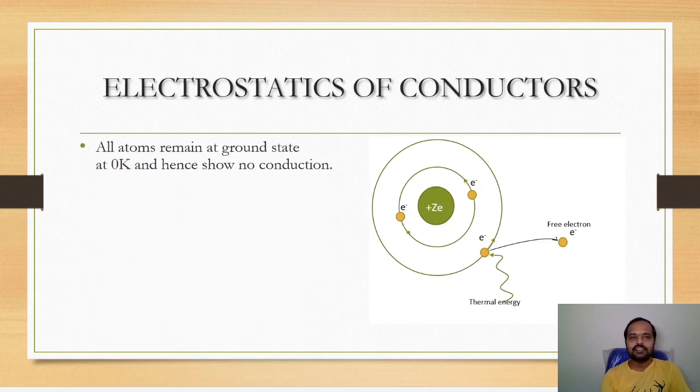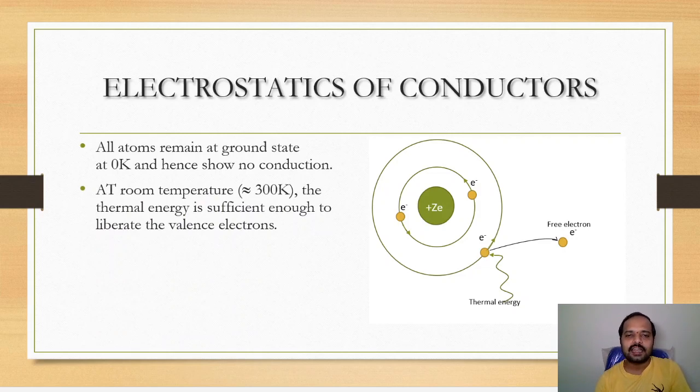Now remember one thing, all atoms remain at ground state at the absolute temperature, that is at 0 Kelvin, and hence they don't show any kind of conduction at 0 Kelvin. But at room temperature, that is at 300 Kelvin, they actually gain a sufficient amount of thermal energy in order to emit the electron which is present in its valence band.